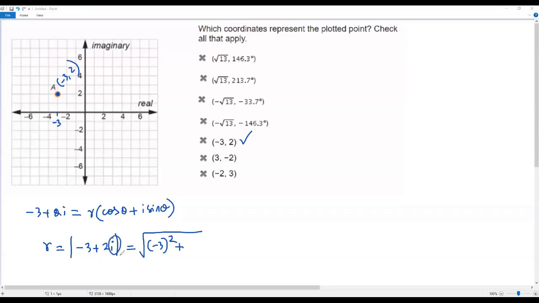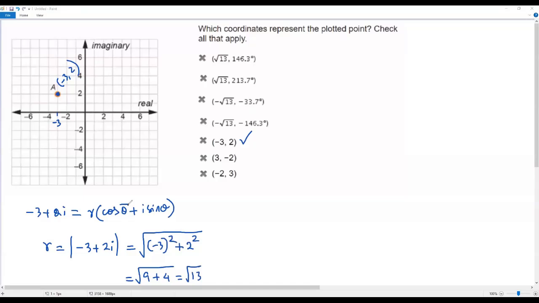When I'm saying imaginary part, we are not supposed to include i. We just have to consider only the coefficient of i. So when I square the imaginary part, I'll be getting 2 squared. When I square -3, it becomes 9. When I square 2, it becomes 4. So I'm getting the square root of 13. So the value of r is the square root of 13.